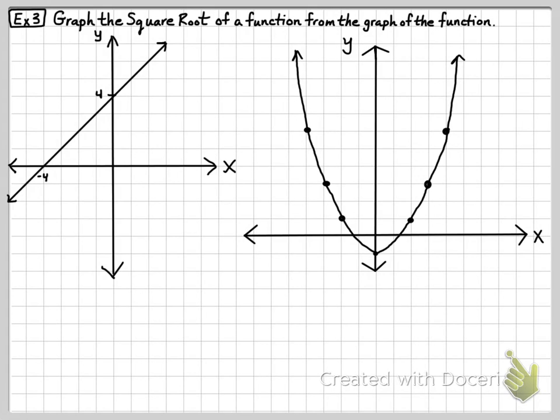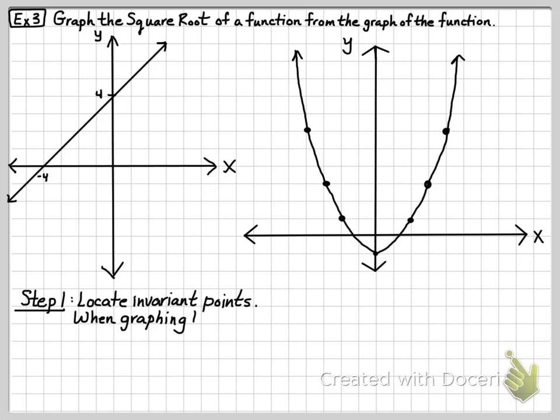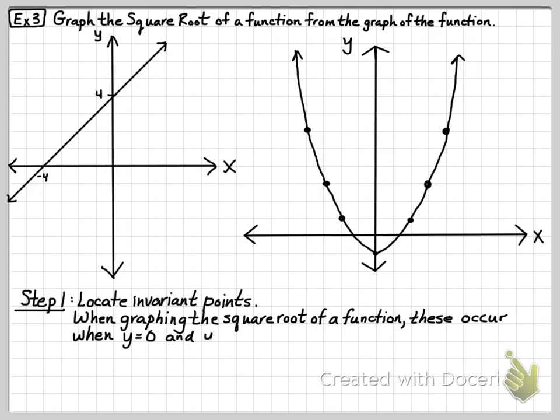In our third and last example, we're going to graph the square root of a function from the graph of the function. Alright, for both of these, what I want you to notice is that there are certain steps to follow. We're going to locate the invariant points, step 1, and when graphing the square root of a function, the invariant points are going to occur when y is equal to 0 and when y is equal to 1.